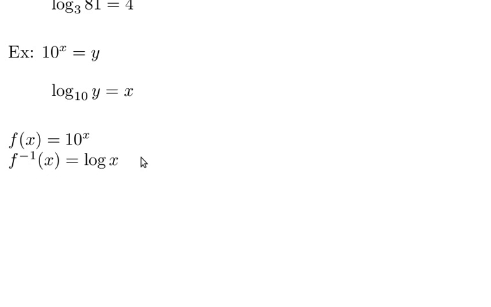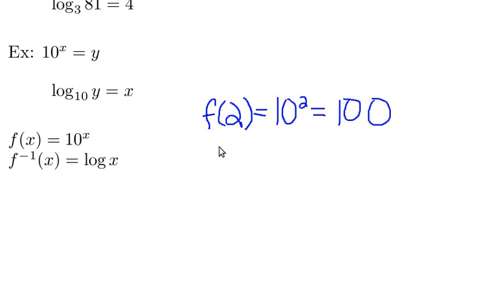So let's go ahead and plug different things into it and see what happens. So let's say f of x equals 10 to the x. So let's find f of 2. f of 2 is going to equal 10 squared, which is equal to 100. So f of 2 equals 100. Now let's do f inverse of 100.